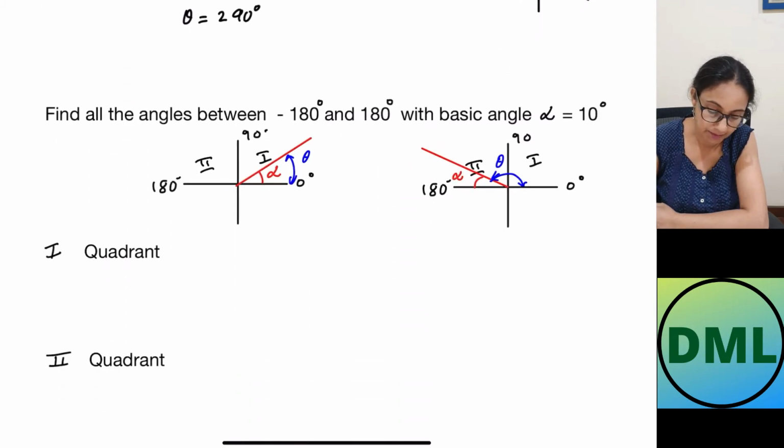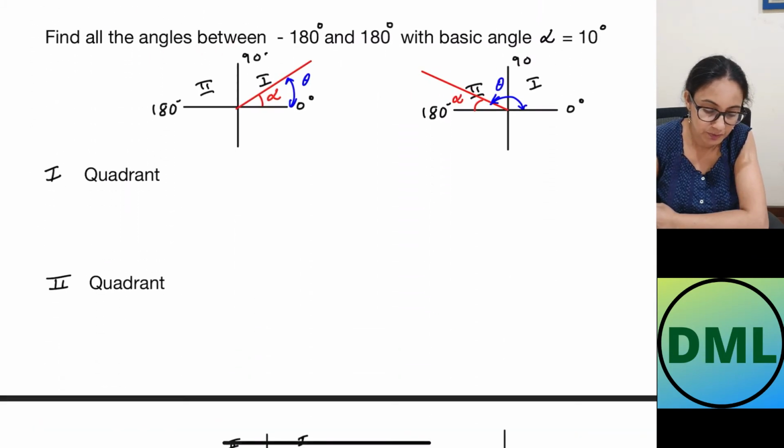Let's see one more example. Find all the angles between minus 180 degrees and 180 degrees with the basic angle alpha equal to 10 degrees. As you can see, I have drawn the diagram here and I went in the anti-clockwise direction, so it is positive. So this is 0, 90 and 180 degrees. I have to go till 180 degrees, so I'll stop myself here.